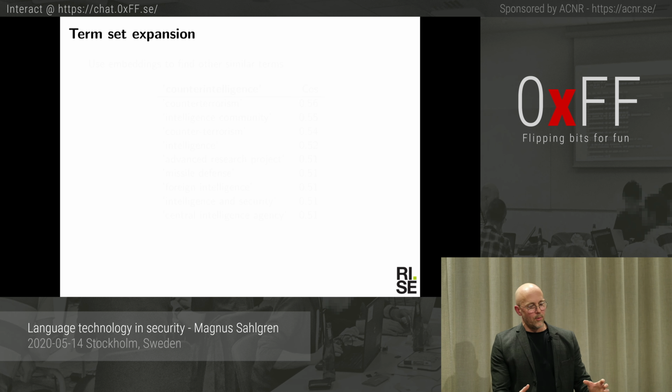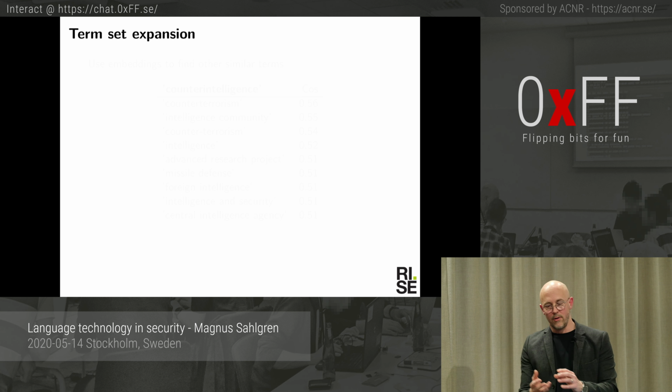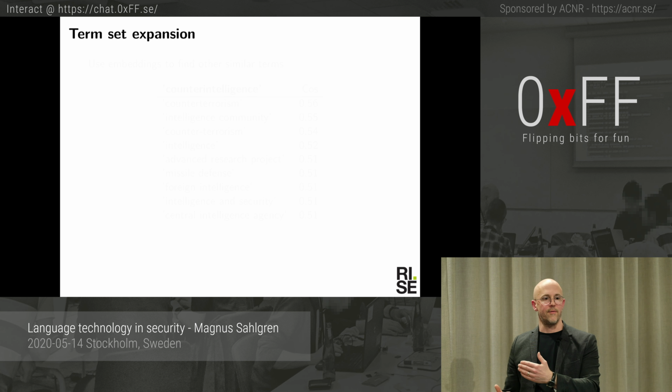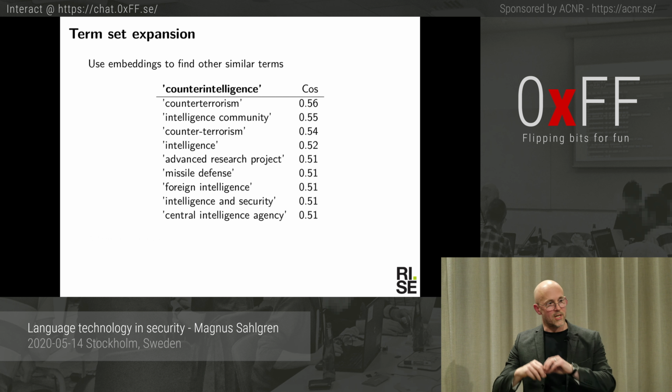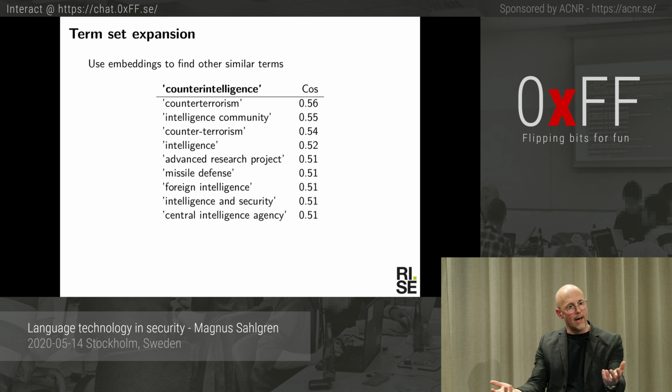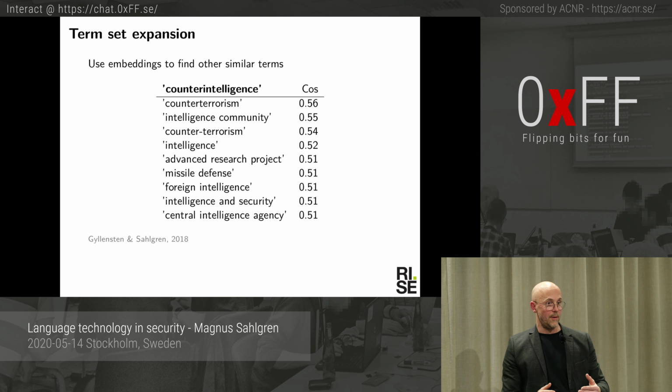But the way that we would use this type of representation is to do term set expansion. So we let a domain expert come up with some keywords for some warning behavior, and then we let an embedding model try to expand on those keywords. So in this example that you see, we have a word like counterintelligence, and then we can ask an embedding model, what other words do we have that are similar in some sense? And then we get a lot of other words, and then we have to pick and choose which ones are the best for our particular information need. And you can also build an active learning system based on this type of representation, so you can train the system to select which words are the most appropriate to use for your need.